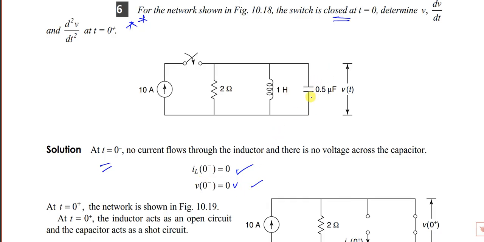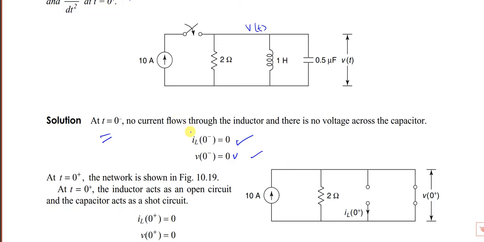So we are measuring the voltage across this, V of t. That is nothing but a single node. So the voltage across this is 0, because the current is 0 in the resistance. So 2 into 0 is 0 volts. Now the switch is closed at t equals 0 plus. Now the switch is closed here.